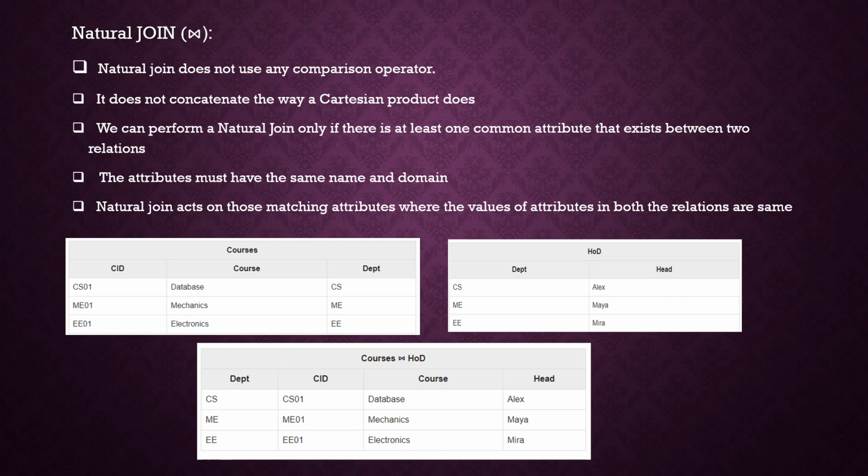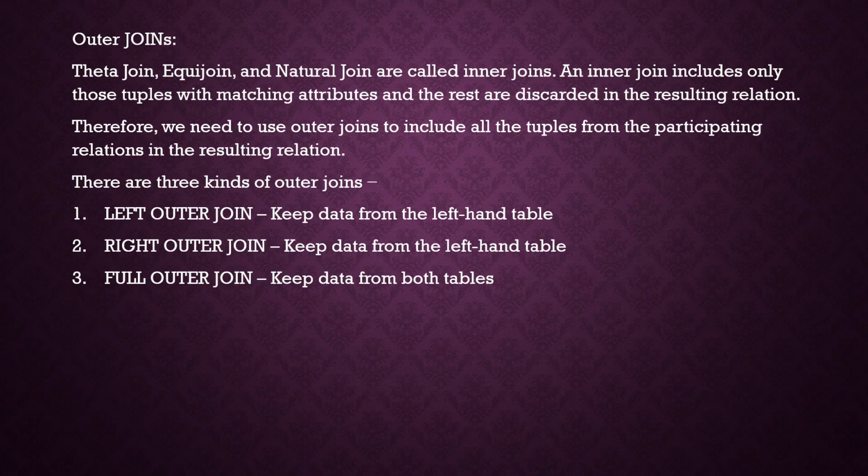Natural join is something different from the Cartesian product or cross join. It's very easy to perform natural join, and you can expect this question in the final examination for 2 marks: what do you mean by natural join? Give an example. Okay, we'll see the next point.